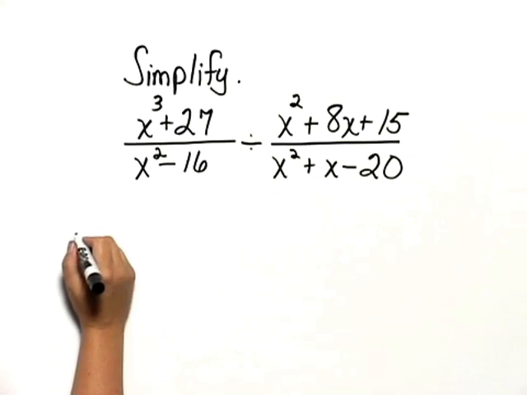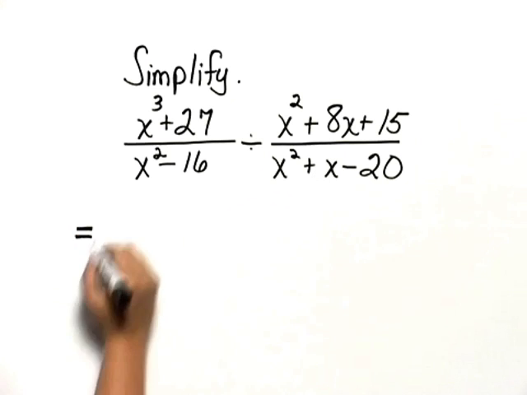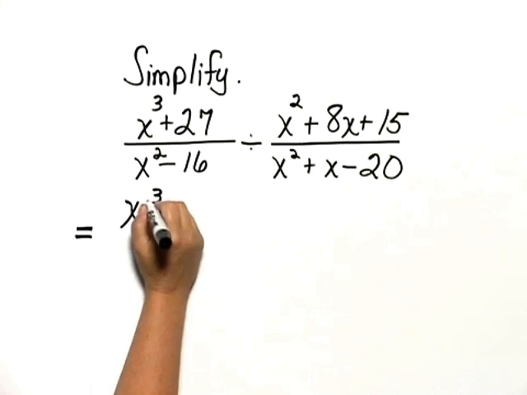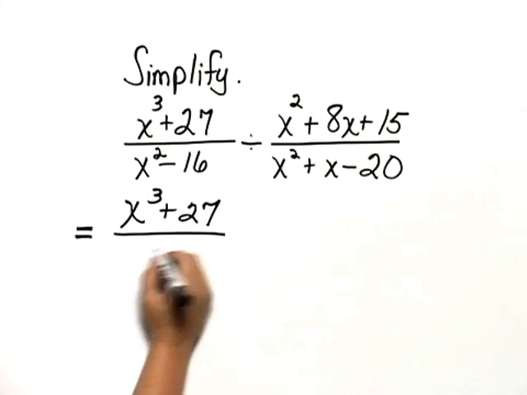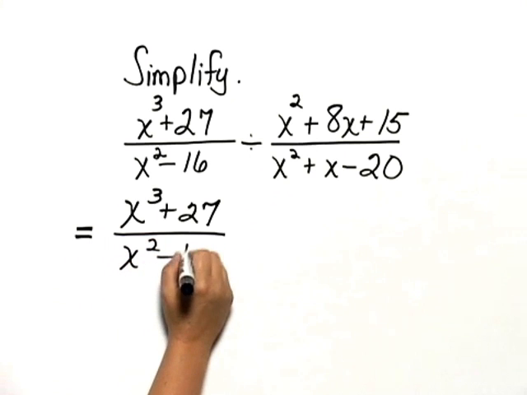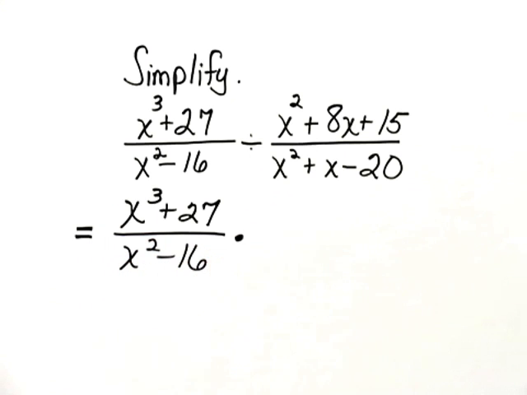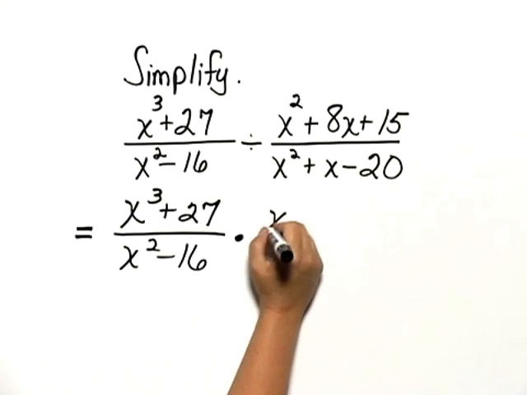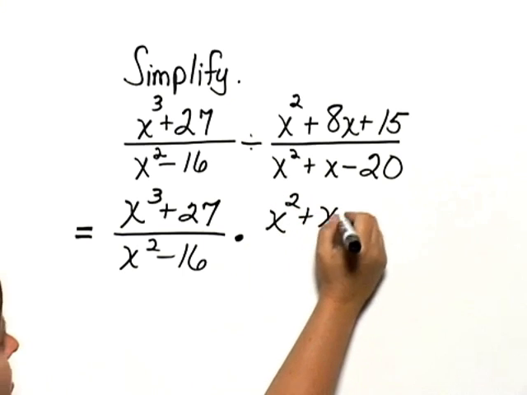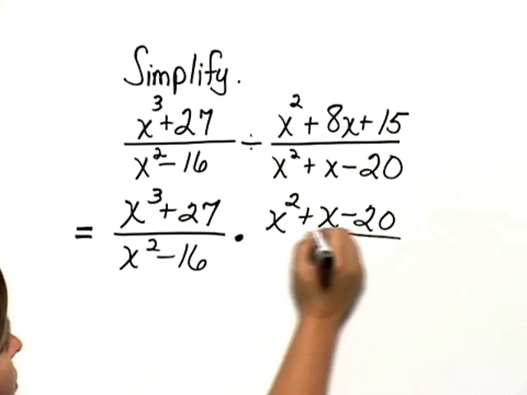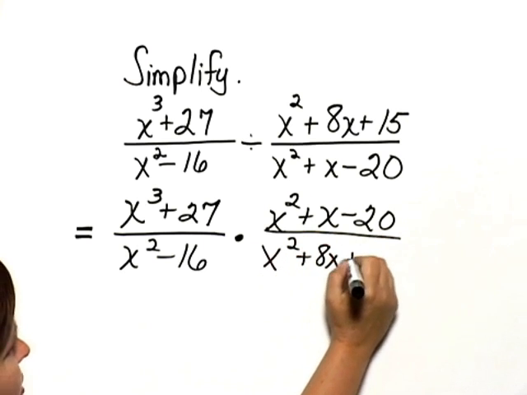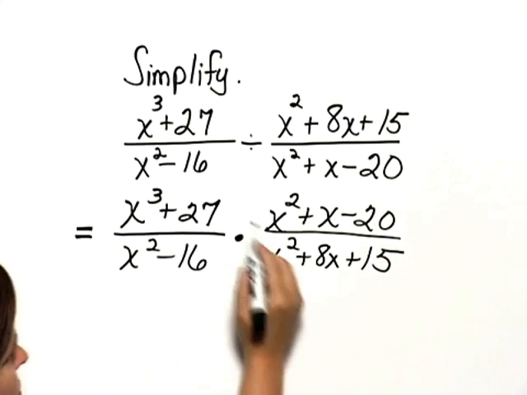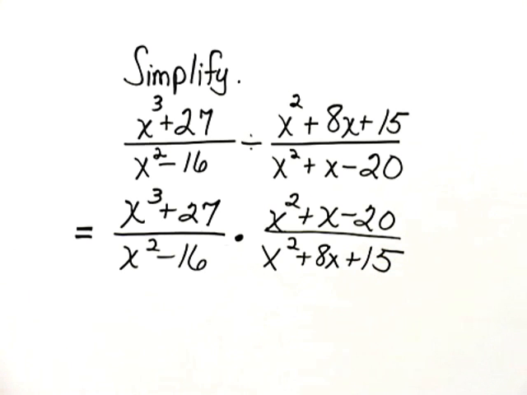So let's do that first. This division is equivalent to the first expression, x cubed plus 27 over x squared minus 16, times the reciprocal of the second one, which would be x squared plus x minus 20 over x squared plus 8x plus 15. It's a good idea to do this first. Rewrite that as a multiplication.